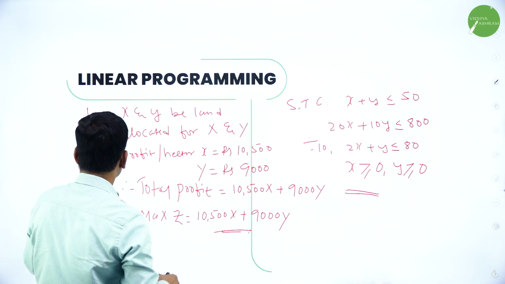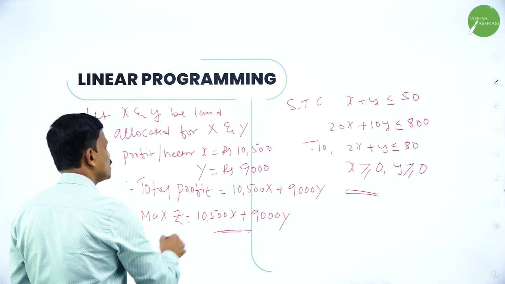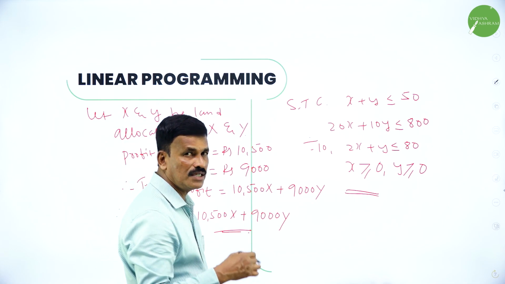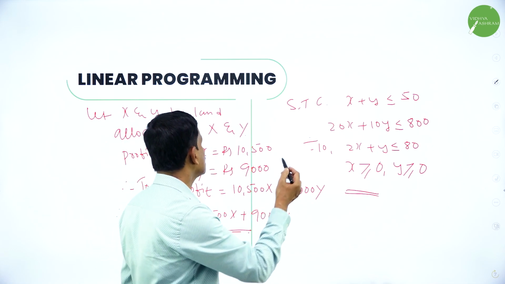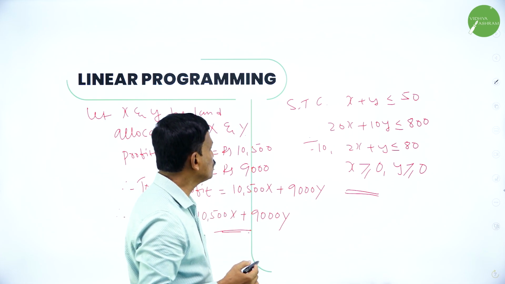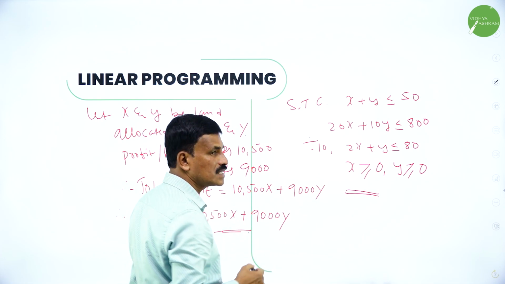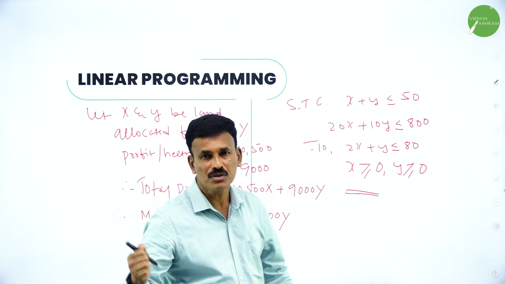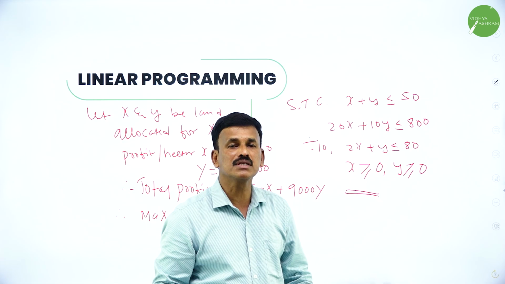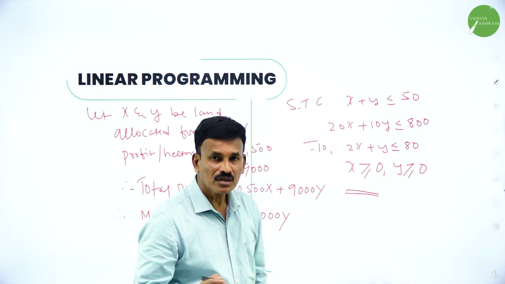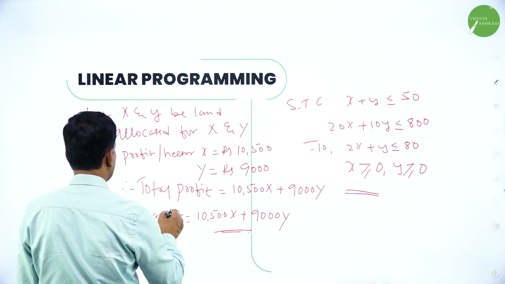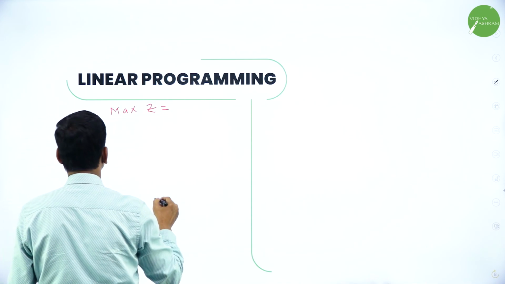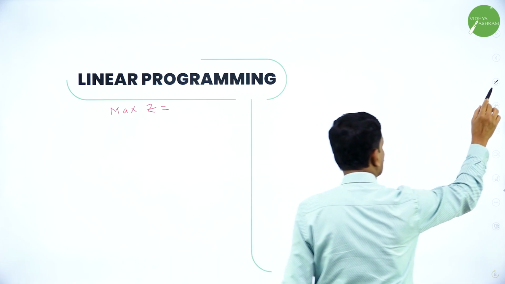So, what is the objective function? Maximum Z is equal to 10,500 x plus 9,000 y, subject to the constraints x plus y is less than or equal to 50 and 2x plus y is less than or equal to 80, where x is greater than or equal to 0 and y is greater than or equal to 0. Okay. Now, solve this using graphical method, that is all. Now, let us solve this. So, maximum Z is equal to, let me write properly.